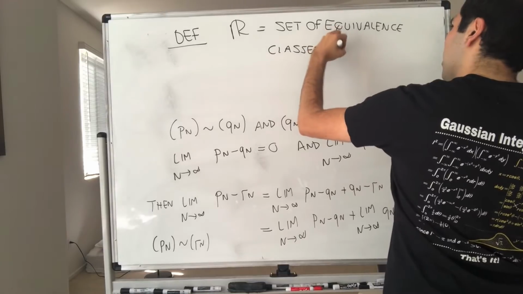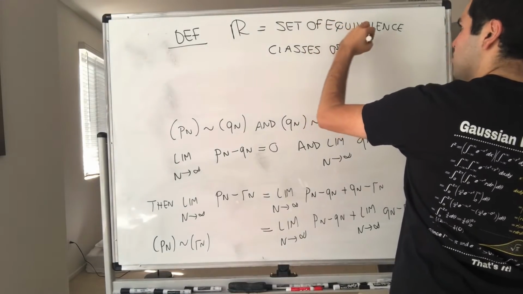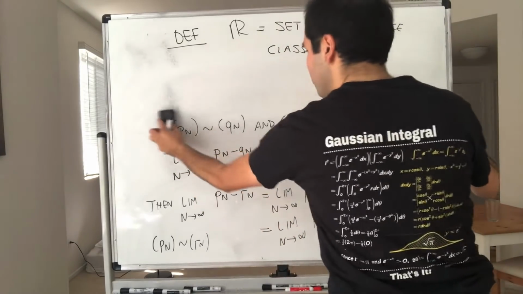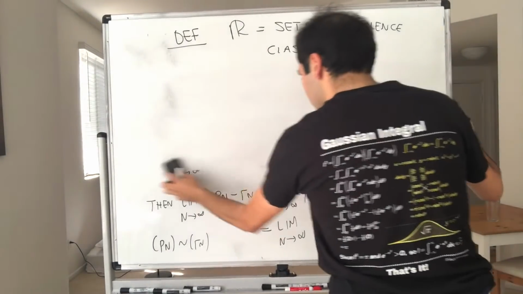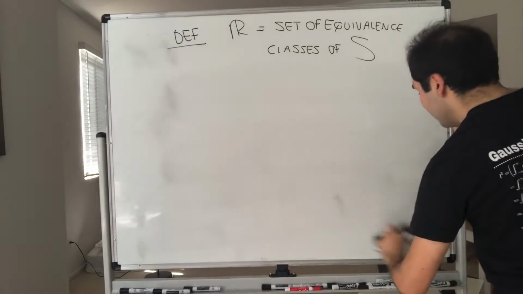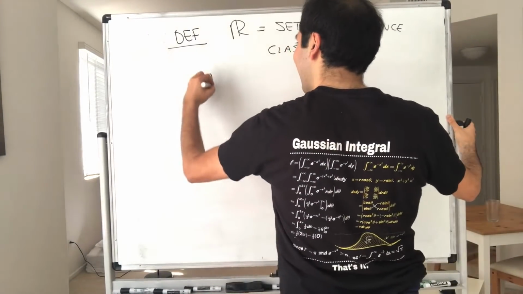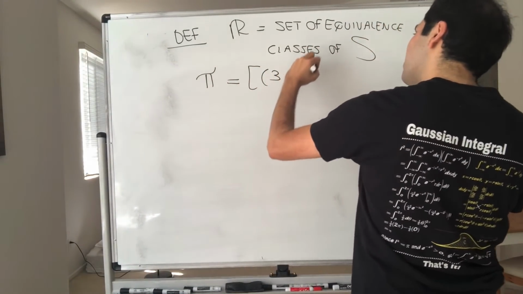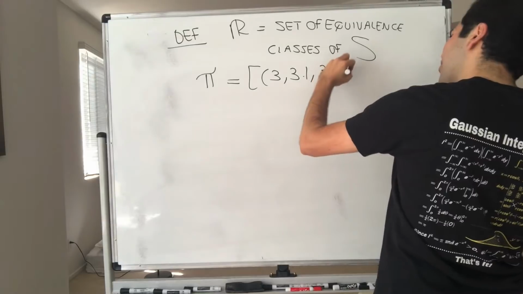Of S. Okay? Under this equivalence relation. Now, for instance, as promised, what is pi? Well, pi is the equivalence class of the sequence 3, 3.1, 3.14, dot, dot, dot.